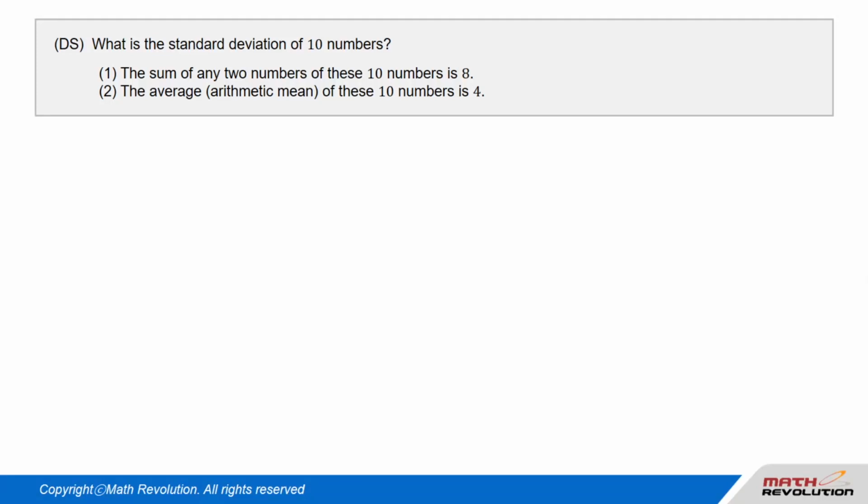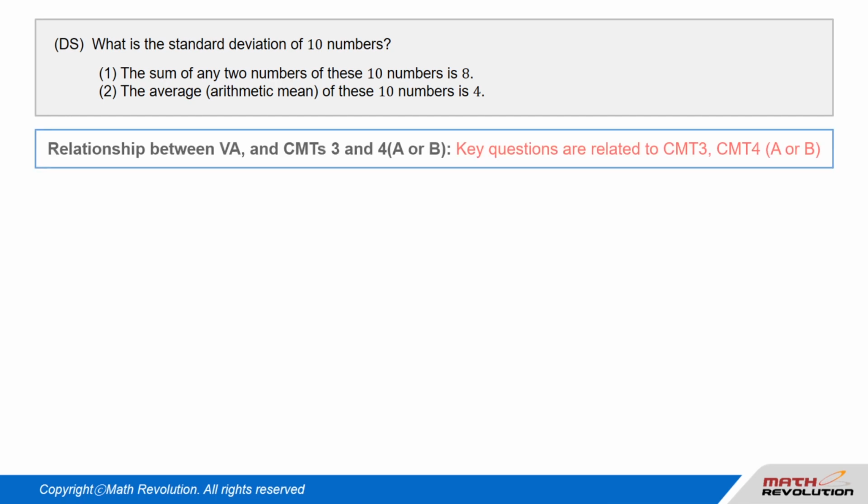Question 2. DS. What is the standard deviation of 10 numbers? Condition 1. The sum of any two numbers of these 10 numbers is 8. Condition 2. The average, or arithmetic mean, of these 10 numbers is 4.